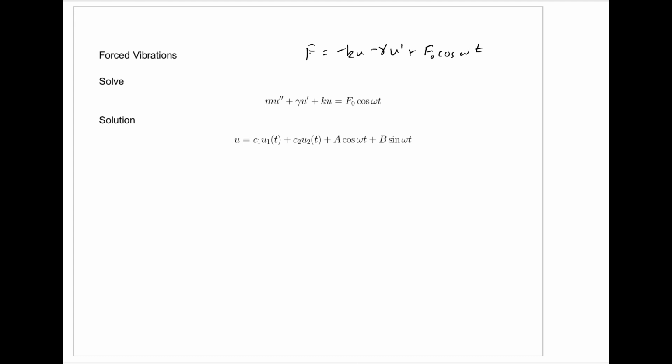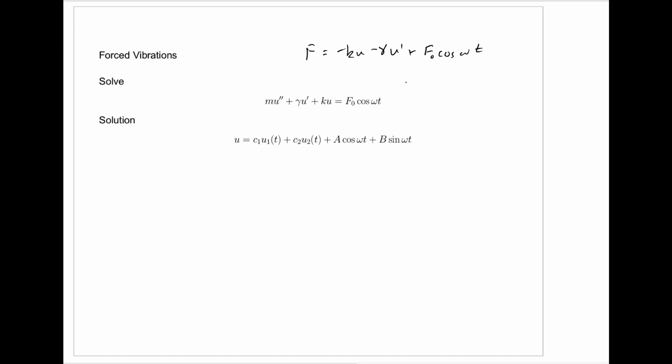And of course the force is mass times acceleration, and when we put everything in standard form, we get this differential equation, which is a second order linear constant coefficient, but now non-homogeneous differential equation. m u double prime plus gamma times u prime plus k times u equals this external force.